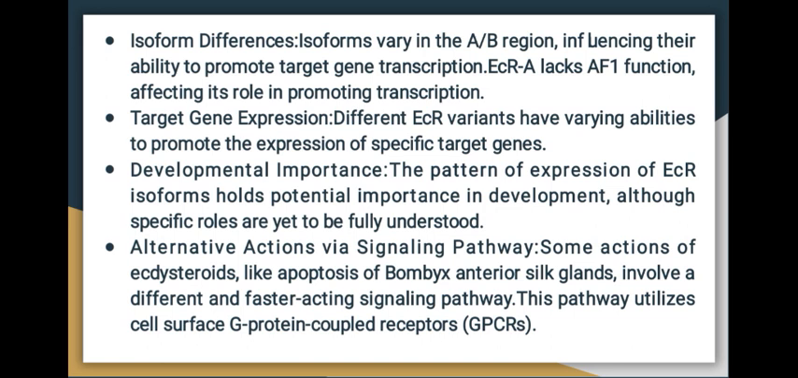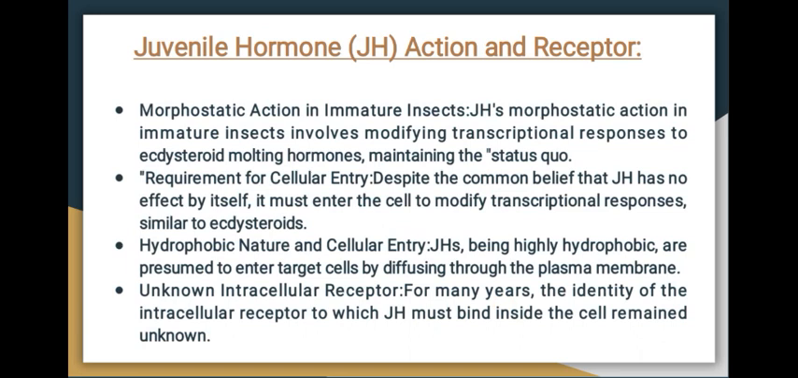Alternative actions via signaling pathway. Some actions of ecdysteroids, like apoptosis of Bombyx anterior silk glands, involve a different and faster acting signaling pathway. This pathway utilizes cell surface G protein coupled receptors or GPCRs. Next is juvenile hormone action and receptor.